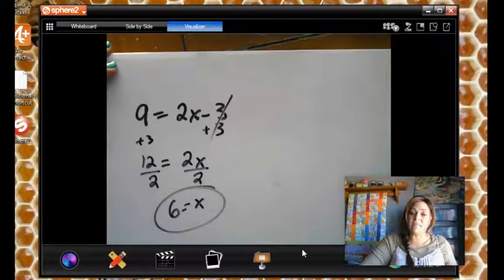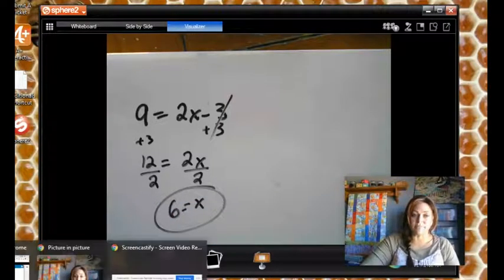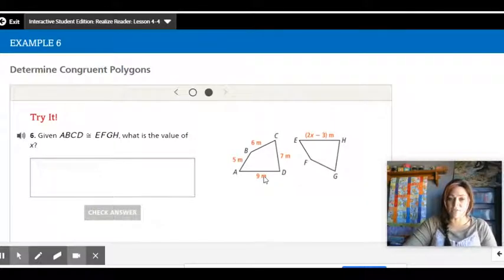Now, just to make sure, I'm going to go back to my original screen. And just to make sure I'm on the right track, if I plug in x, which is 6, 2 times 6 is 12, minus 3, yep, it's 9. So you always want to double check by plugging them back in to see if you get the same answer, because they are equal, which means they're congruent, which means these numbers should be equal, and set them equal to each other.